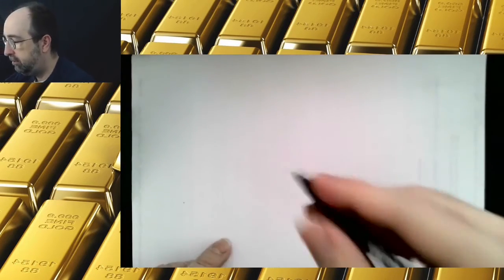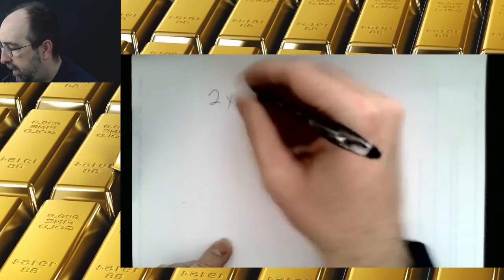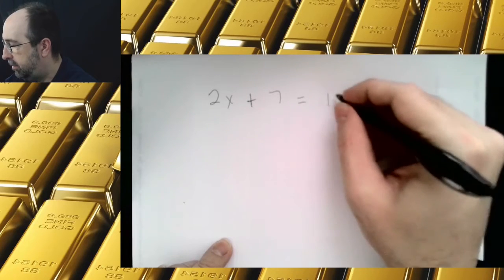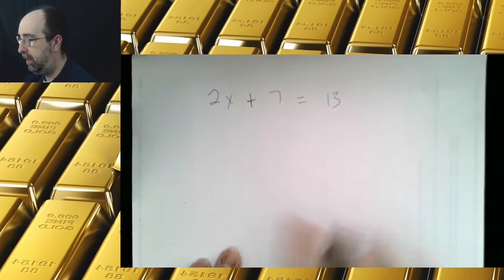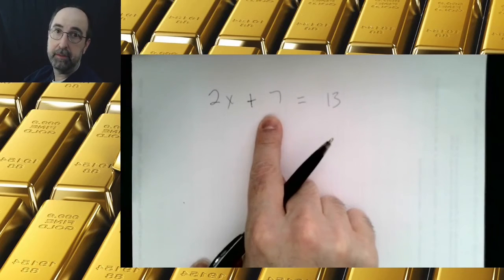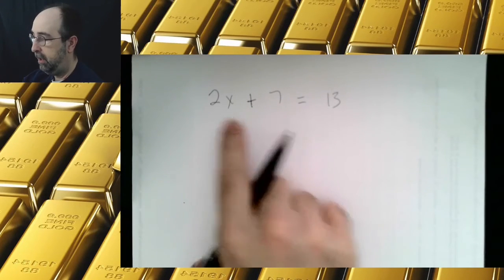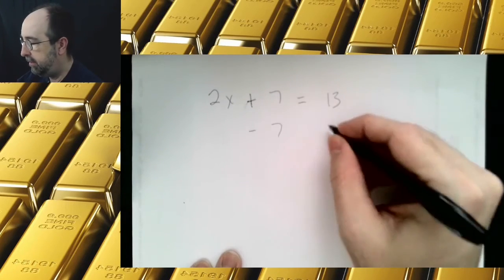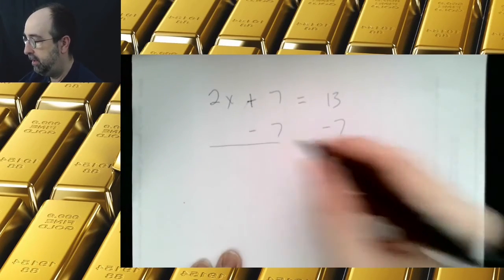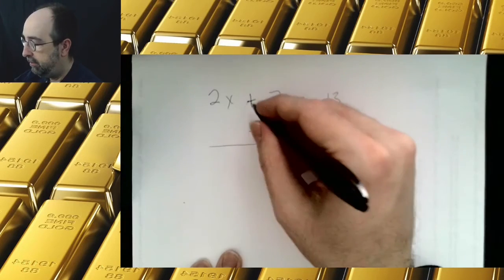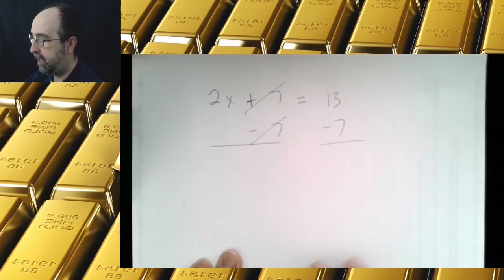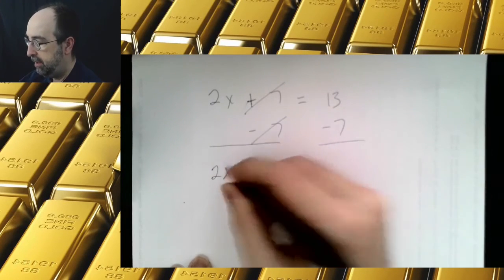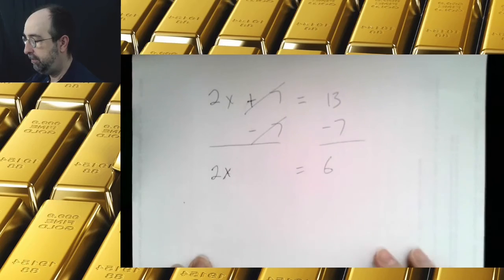I could write down 2x plus 7 is equal to 13. And since I was saying that the 7 is farther away from the x than the 2, I would want to undo the addition of 7, so I will subtract 7 on both sides. So the result of that is the addition of 7 and the subtraction of 7 cancel out, and we have 2x on the left side is equal to 6.